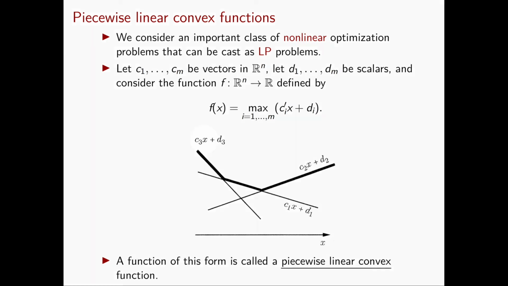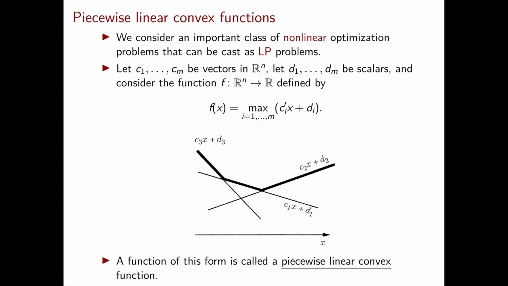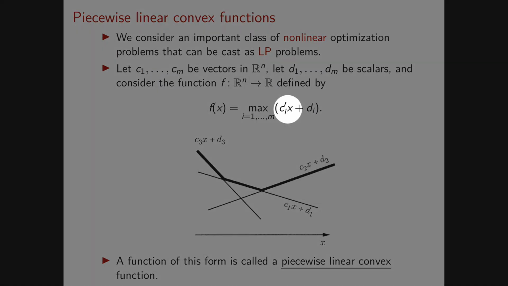So this is a function of this form. f of x is the maximum, for i that ranges from 1 to some number m, of a number of affine linear functions, so of the form c_i transpose x plus a constant d_i.